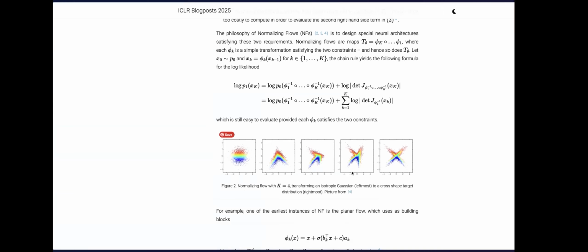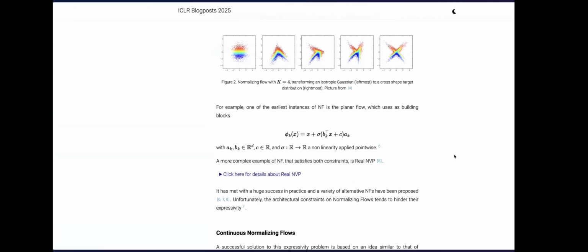Once the training is finished, we can derive new samples by taking one sample from P0 and passing it through these layers of normalizing flow to get a sample, hopefully on this cross-shaped target data.